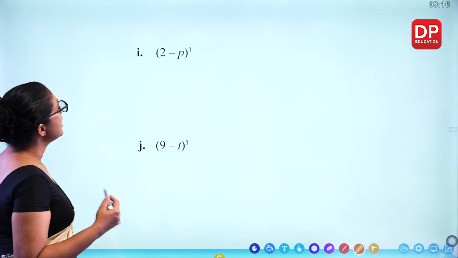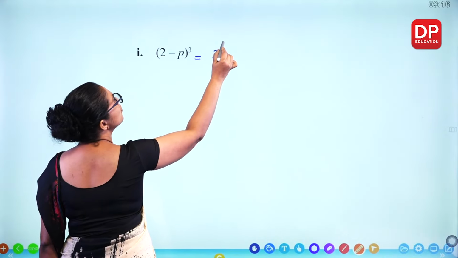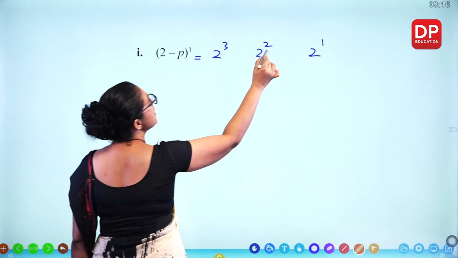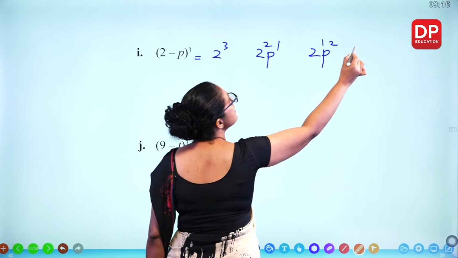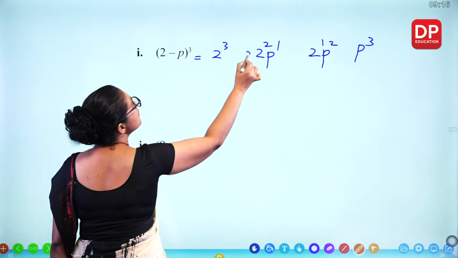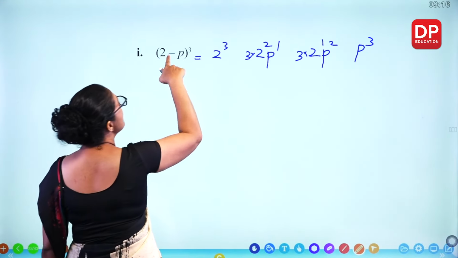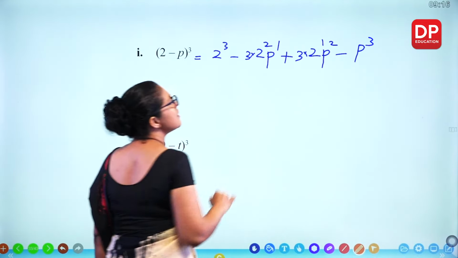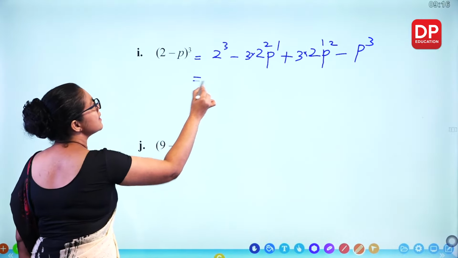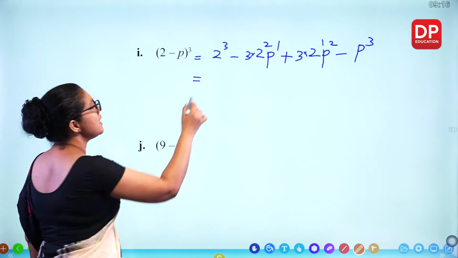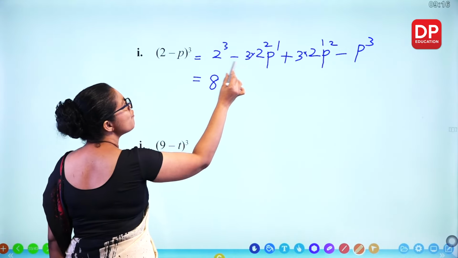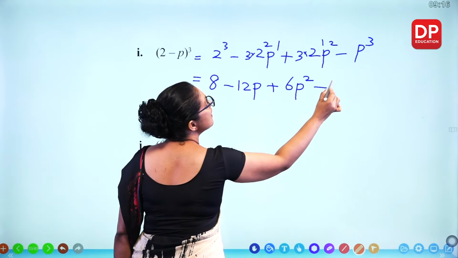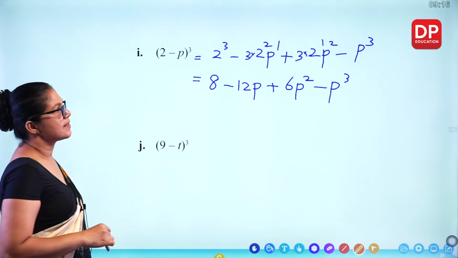This one, 2 minus p cube. So first term 2. Starting from power 3, it reduces. Second term is p. Starting from p, it increases. Then you put 3 here, and the minus sign. Minus means first term plus, second term minus, third term plus, last term minus. Now expand it. 2 to the power 3 is 8. 2 times 2, 4. 4 times 3, 12. 3 times 2, 6. And you get this answer.